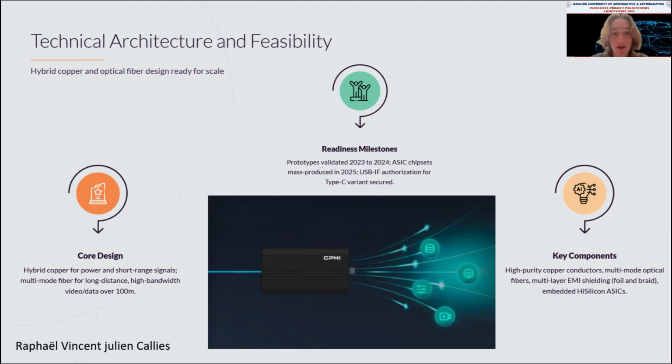This is built with key high-grade components: high-purity copper conductors, industry-standard multi-mode optical fibers, comprehensive multi-layer shielding that combines foils and braid to prevent electromagnetic interference, and a custom-efficient ASIC chip from iSilicon to manage the complex signal multiplexing and conversion at the heart of the system. This architecture is proven, components are sourced, and it is ready for scale manufacturing.